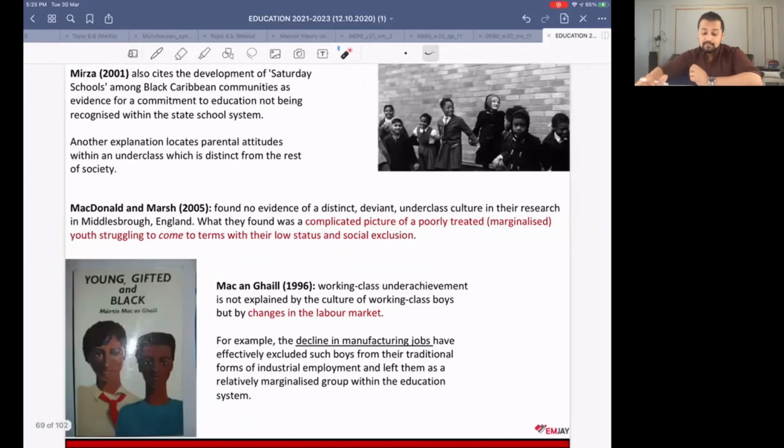Moving on, Mirza also cites the development of Saturday schools. Now, what exactly are these Saturday schools? These are initiatives that are taken by many black parents communally. It's a community initiative. And this is there to help students with their education on Saturdays, right? Or an extra help, an extra support system.